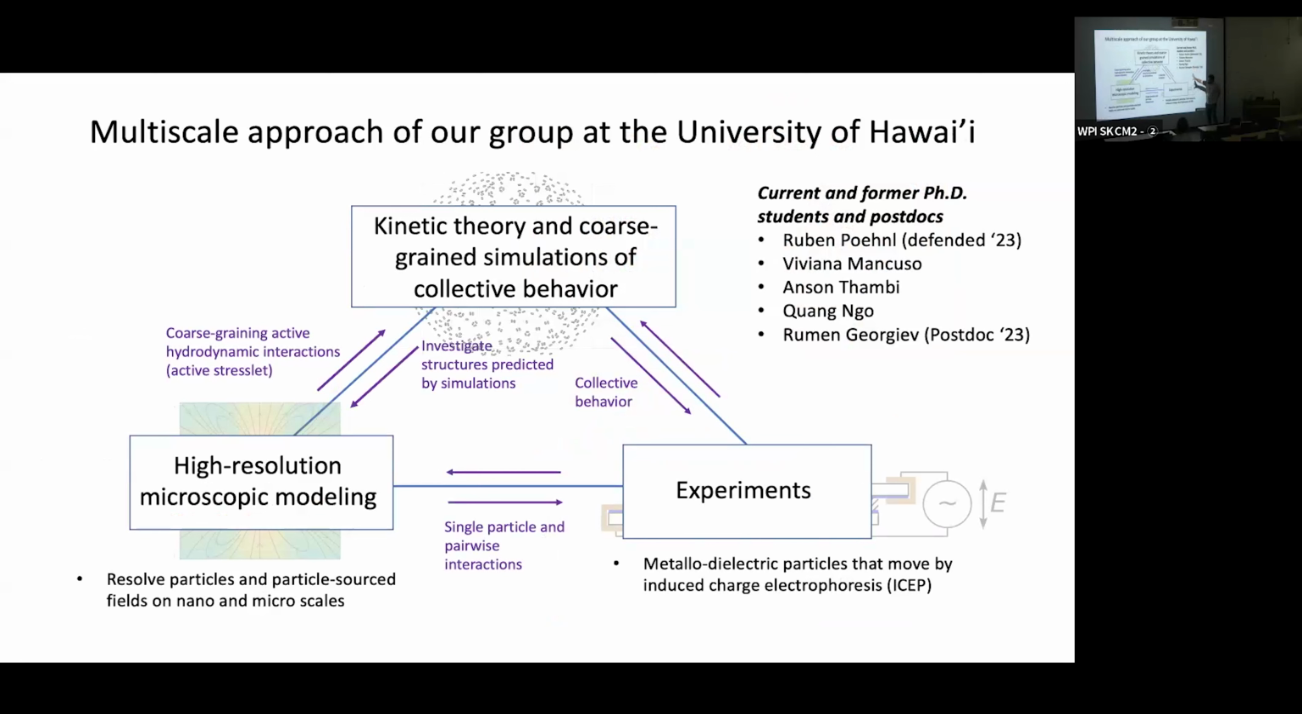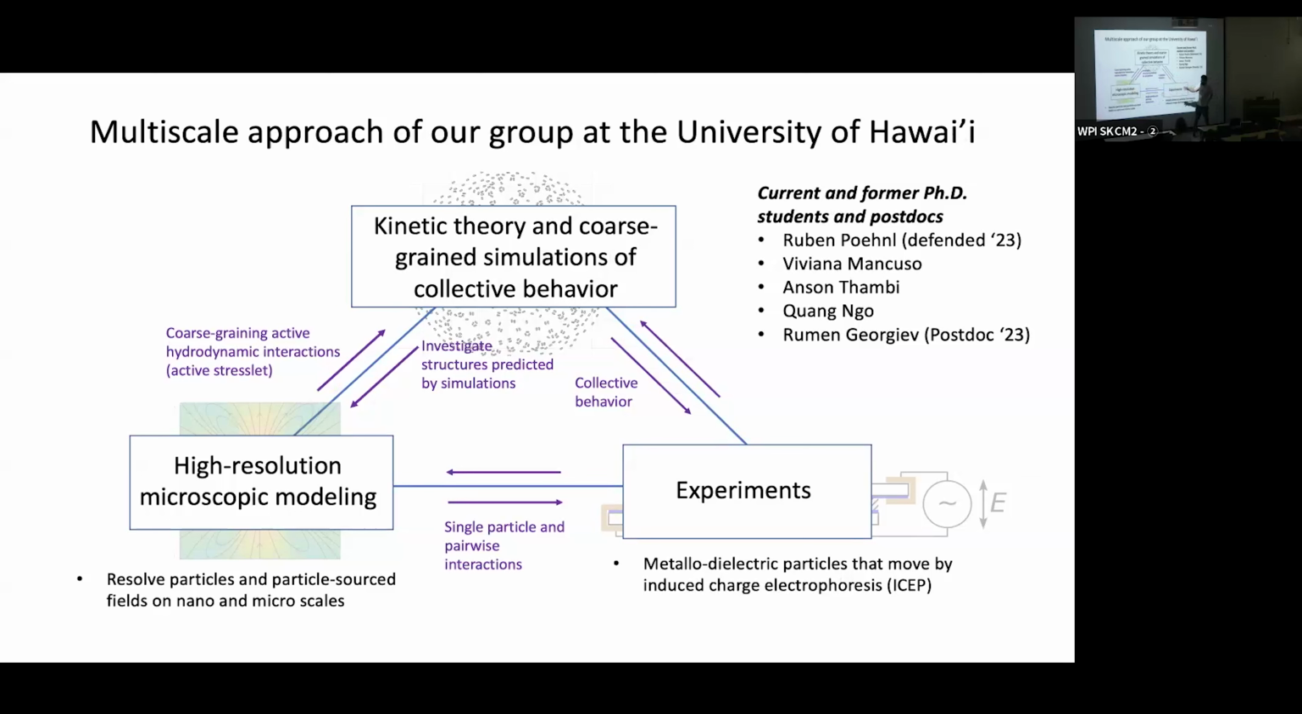So we have a multi-scale approach. We have 3 corners to our general approach here. In this corner, we have high-resolution microscopic modeling of active colloids. Active colloids, as we'll discuss, are particles that can swim in liquid media. This is really our expertise. We model the active colloids in high resolution with microscopic detail. We resolve their geometries, their swimming actuation, and the fields that they source, like the flow field you see here in the background. And this inherently involves solving partial differential equations, as you'll see.